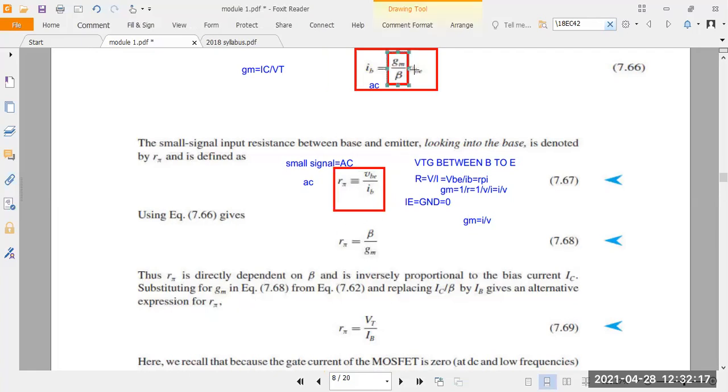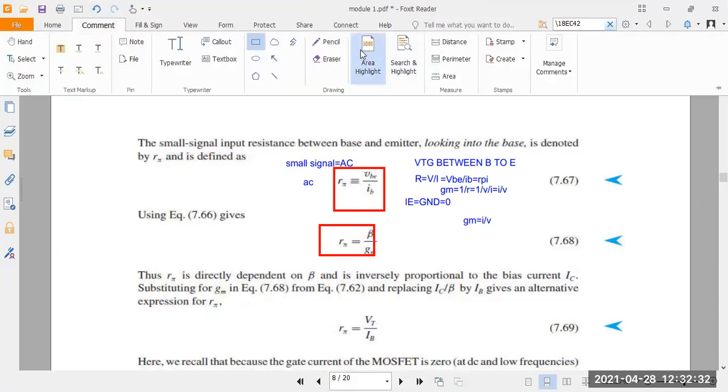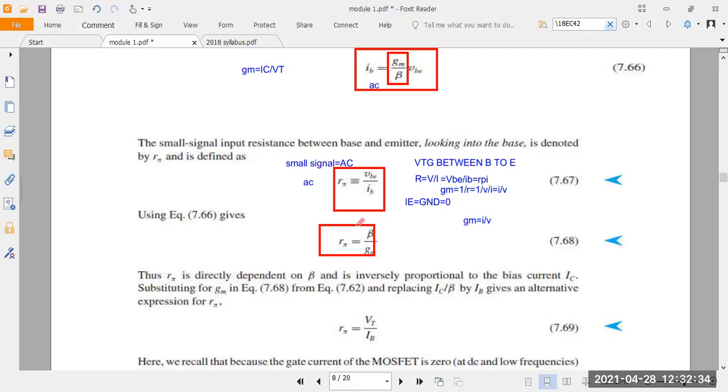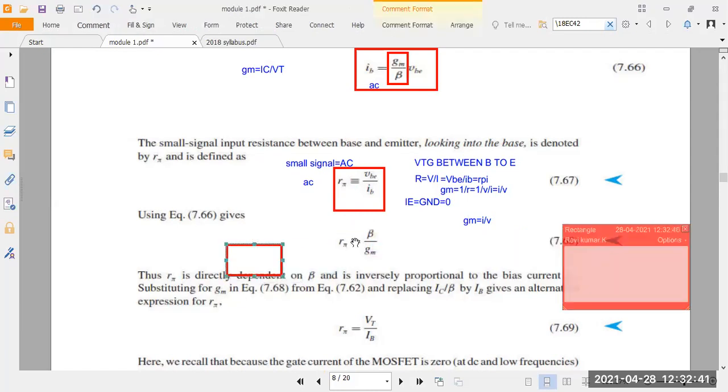Then VB you take to the left side here. What will you get here? VB divided by IB. Here you take R pi, now beta into gm. You take now, so R pi is equal to what now? Beta divided by gm. Understood?